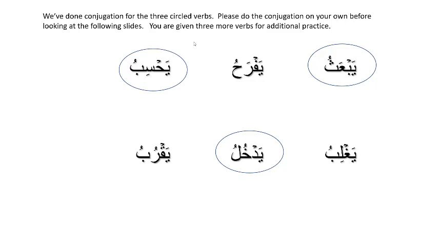Now that you have memorized the conjugation, I want you to do the conjugation for these 6 verbs. Start with the 3 that have been circled, because for these 3, I have done the conjugation for you on the subsequent slides. And what's special about these 3 is that with yab'atha, this ayn letter has a fatha. With yahsibu, the ayn letter has a kasra, and with yadkhulu, the ayn letter has a dhamma. So we have all 3 cases.